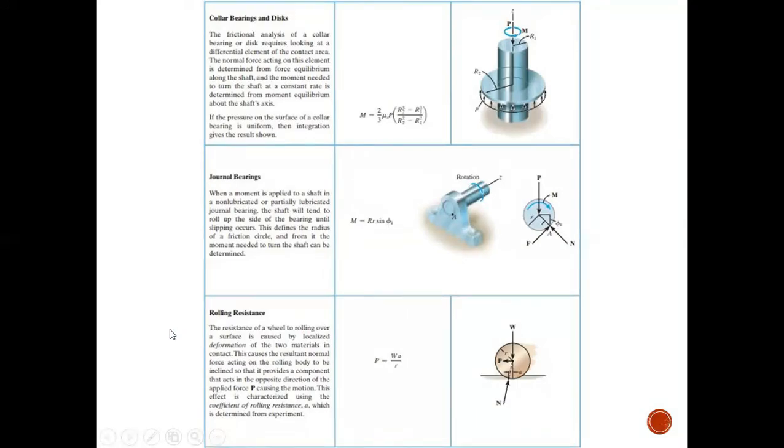Rolling resistance. The resistance of a wheel to rolling over a surface is caused by localized deformation of the two materials in contact. This causes the resultant normal force acting on the rolling body to be inclined so that it provides a component that acts in the opposite direction of the applied force P causing the motion. This effect is characterized using the coefficient of rolling resistance a, which is determined from experiment.